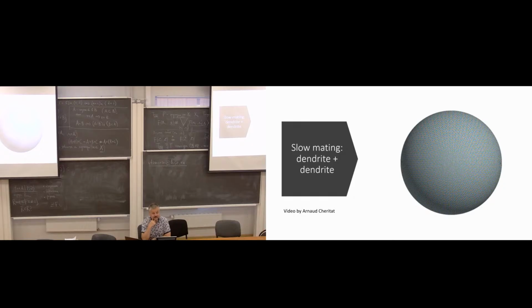So if we mate two dendrites, a dendrite doesn't have any interior. Therefore, there are no Fatou components inside the dendrites. Therefore, when you glue two dendrites together, you will not have any Fatou components. This means that the result will be a rational map whose Julia set is the entire sphere. Is that okay?